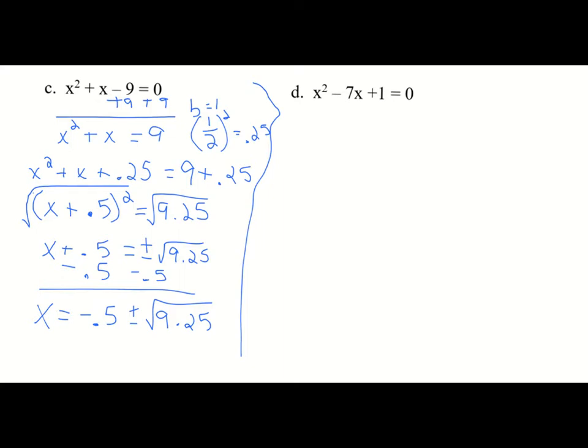Okay, so now for D, we are going to start by subtracting 1 from both sides to isolate or remove that C term. So now we have x squared minus 7x equals negative 1. And we're going to take our B, so negative 7 divided by 2, and then square it. So negative 7 divided by 2 will give me negative 3.5. But when you square that, you end up with 12 and 25/100, so 12.25. So we are going to add that to both sides.